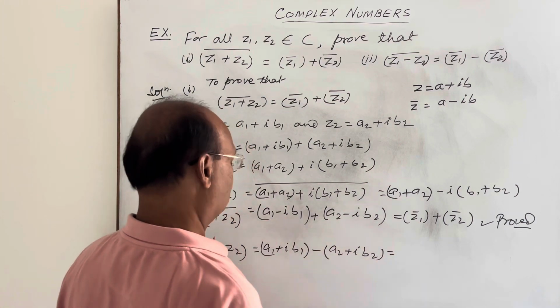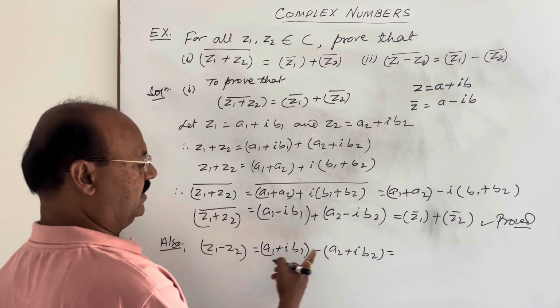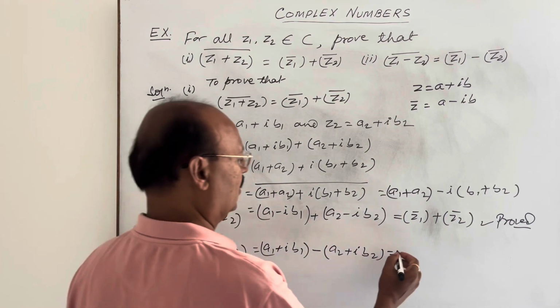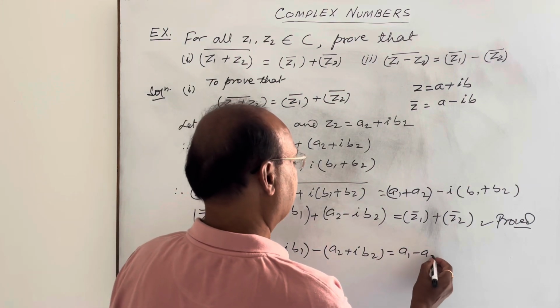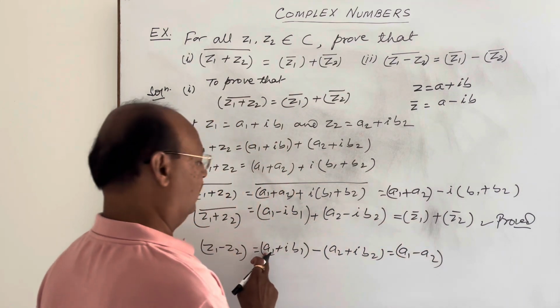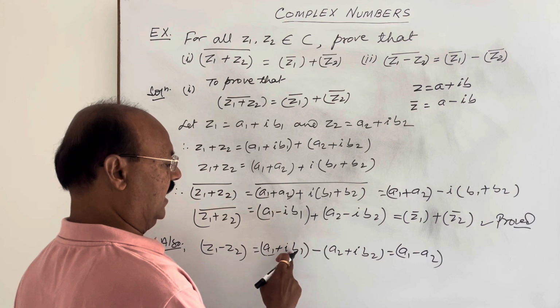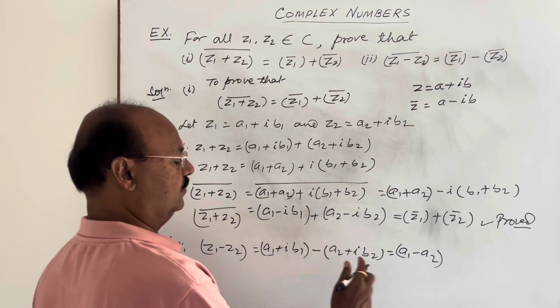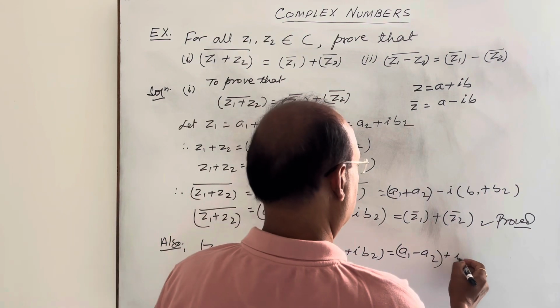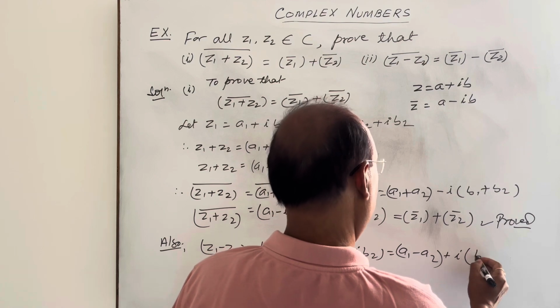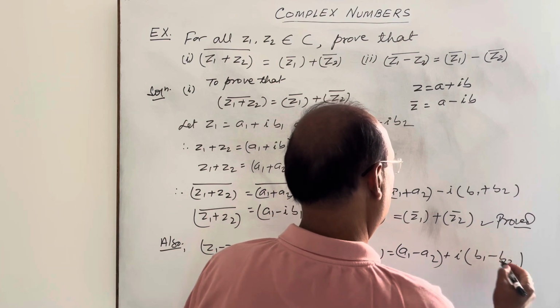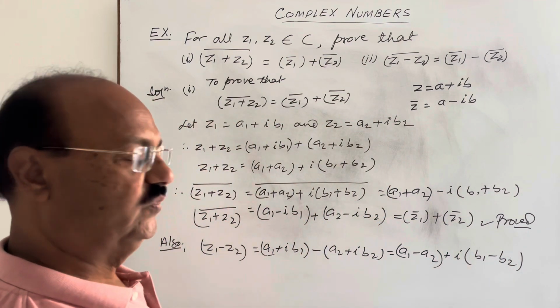And this can also be written collecting real part in one group. So this is A1 minus A2. A1 is here, minus A2 is here. And we will now take I common from these two terms. So plus I B1 minus B2. Correct?